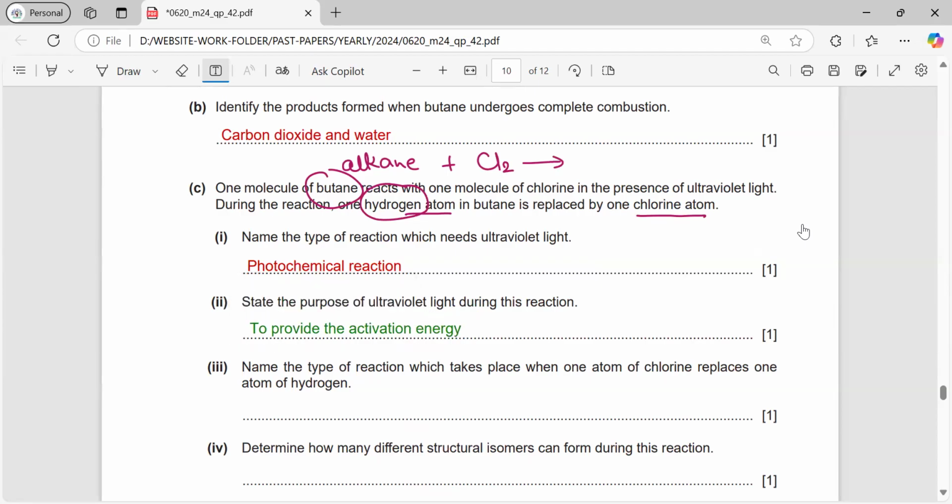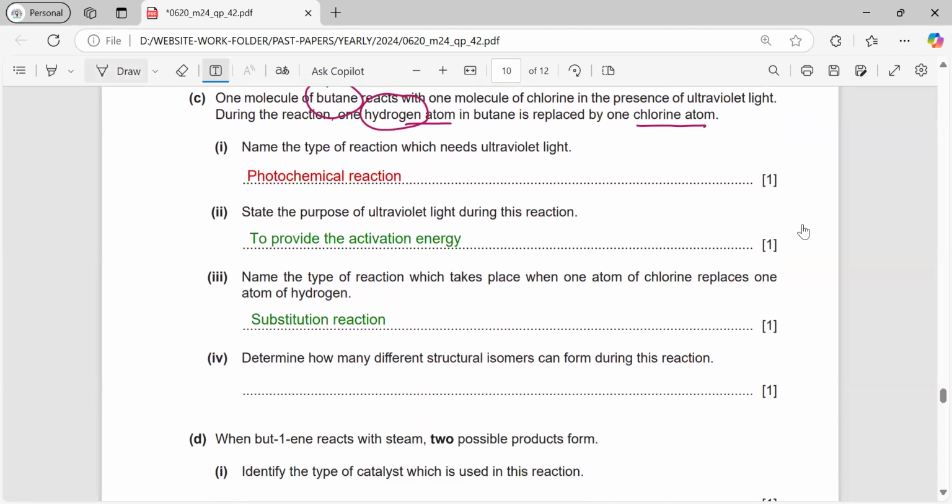Name the type of reaction which takes place when 1 mole of chlorine replaces 1 atom of hydrogen. This type of reaction is called a substitution reaction. And this is a kind of displacement reaction in which chlorine displaces hydrogen from an alkane. So I'll write it here: a substitution reaction is a type of displacement reaction.